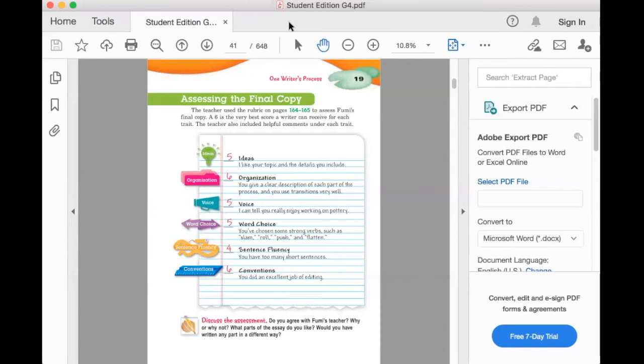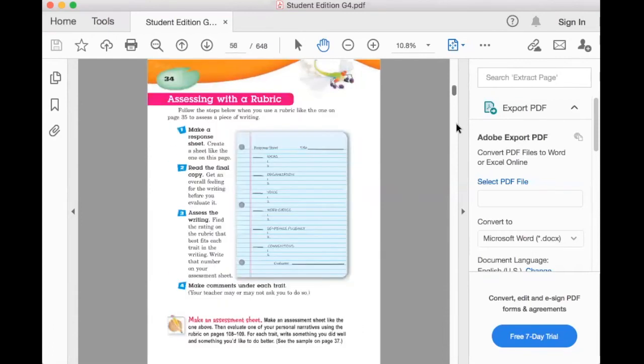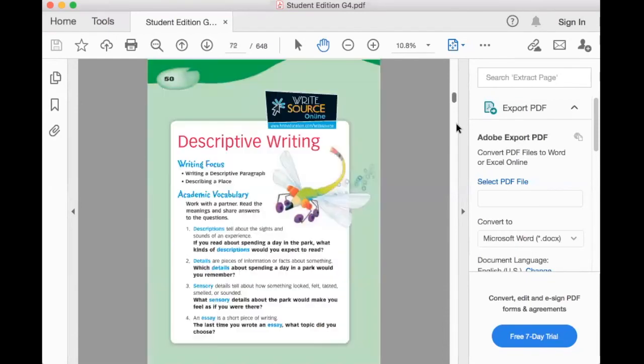A rubric is a way for you as a writer or for me as a teacher to assess, to look at your writing and see whether or where you can improve and where you can make it better. Maybe we should look at the rubric first. So let's go down to page 164 in your books, and we're going to look at a rubric.